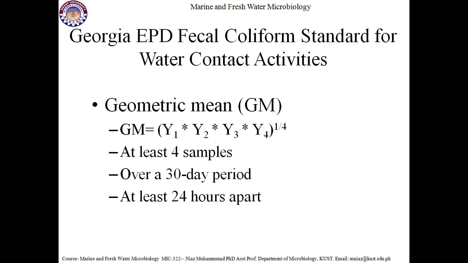So we are talking here about the Georgia EPD fecal coliform standard for water contact activity. This is the geometric mean, GM. GM means the fourth root of Y1, Y2, Y3, and Y4, that is, their product to the power 1/4. At least 4 samples we have to collect for water analysis over a 30 day period. After every 30 days, we have to collect 4 water samples to give an opinion about a water reservoir, and at least 24 hours apart.